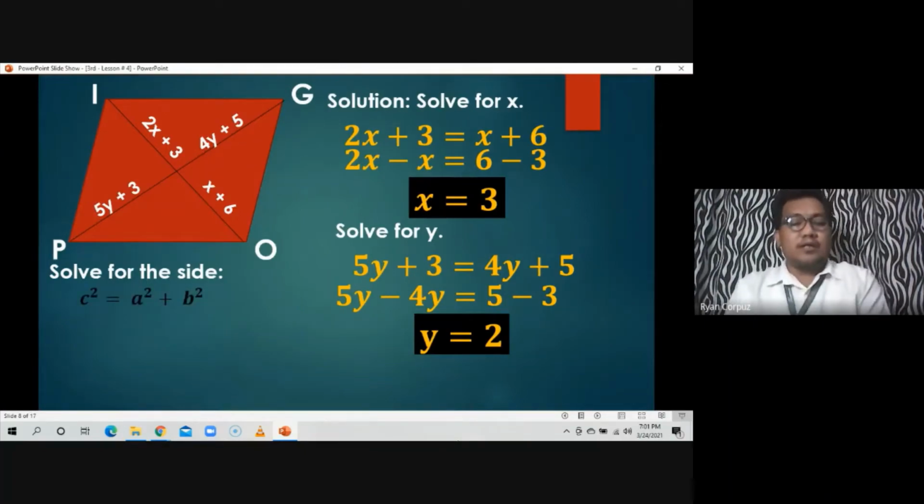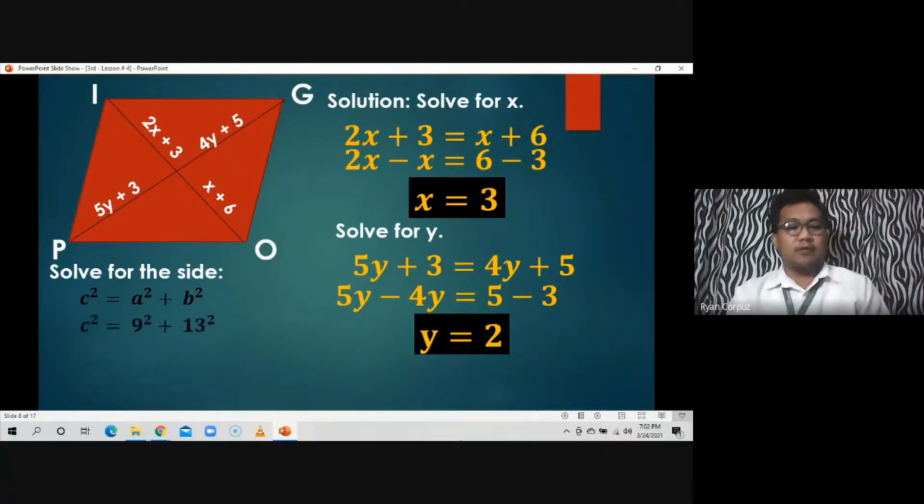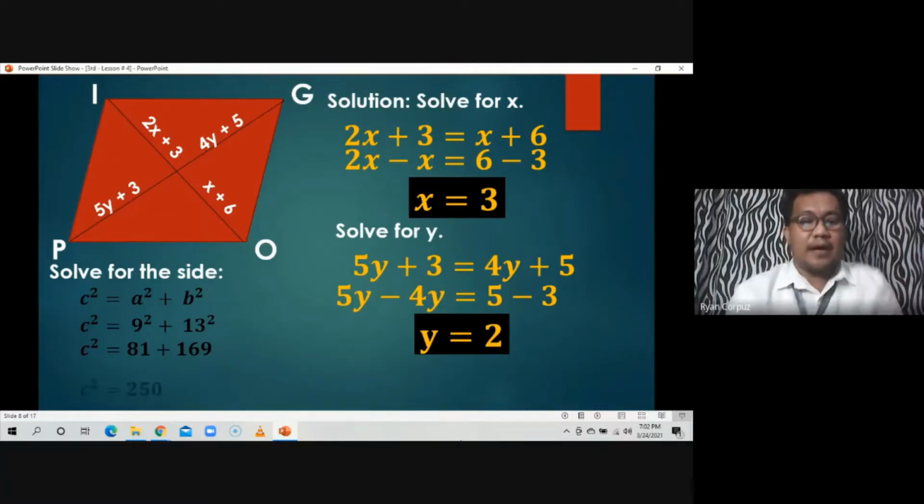Since the hypotenuse is what we are looking for, we can make use of the formula c squared is equal to a squared plus b squared. This is 9 and this is 13. Just simply substitute it, that would be 9 squared plus 13 squared. 9 squared is 81, while 13 squared is 169. 81 plus 169 will come up with 250.